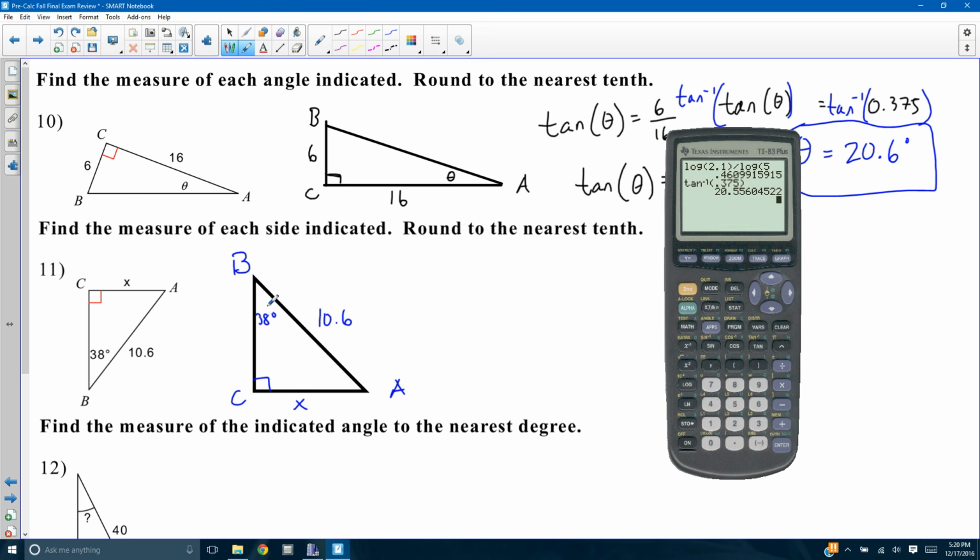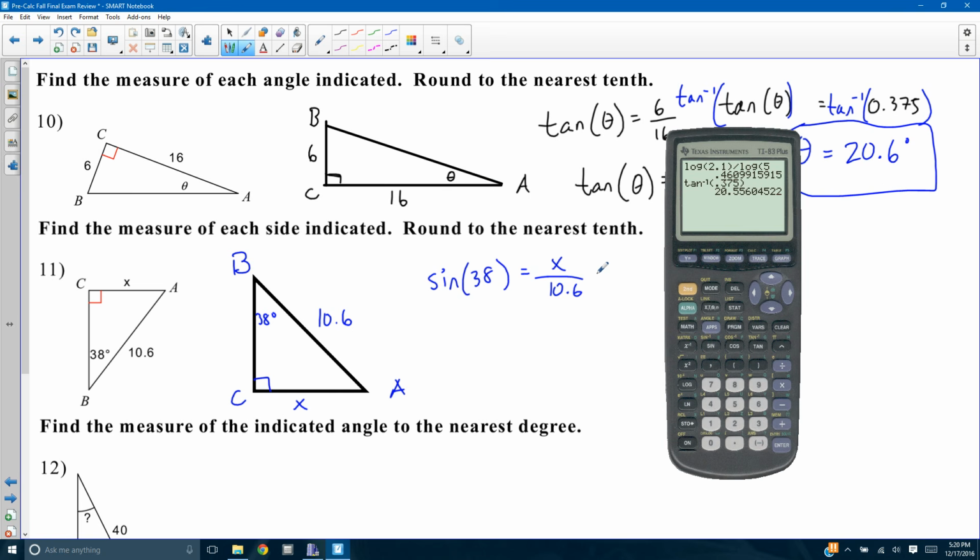Okay, we know that this angle is 38 degrees. We don't know the side opposite that, which we're trying to find. We do know the hypotenuse. So let's go ahead and use sine here, opposite over hypotenuse. Sine of 38 degrees equals x over 10.6. Do not round this number early. Leave it exactly like that until you're ready to write x equals an exact value.